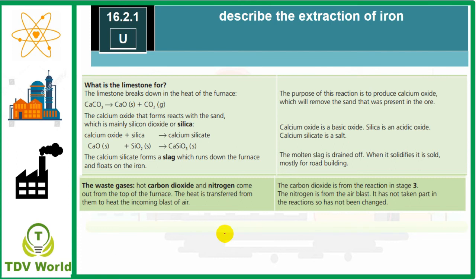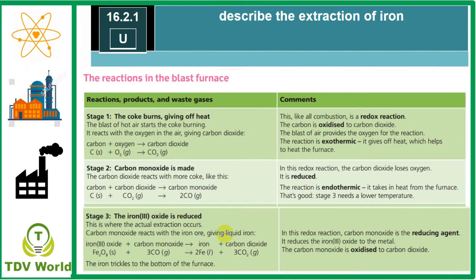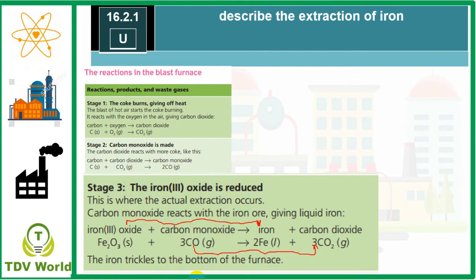The carbon dioxide is from the reaction in stage 3. You remember stage 3, there we have produced carbon dioxide. So I will go back to show you stage 3 here. So here we have produced this carbon dioxide. This carbon dioxide is produced here, and this is the waste of stage 3, right?